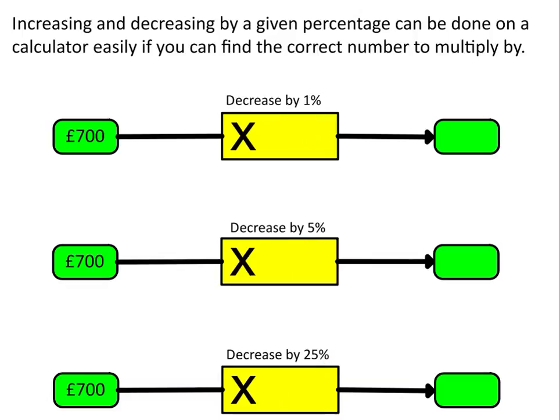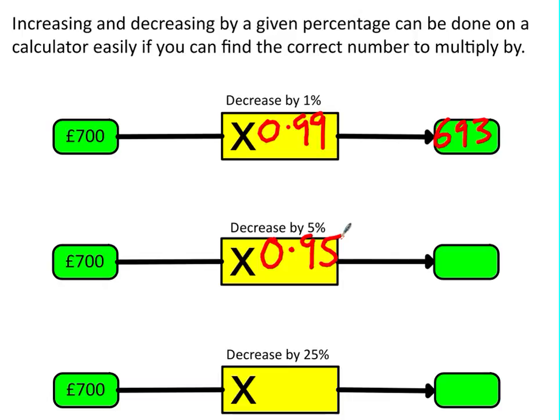Now, decreasing is a little different. If we're decreasing by 1%, then we're finding 99% of the original number, if the original number was worth 100%. So in this case, we're timesing by 0.99. If we're decreasing, we're always going to be multiplying by a number less than 1. So if we work out 700 times 0.99, we can see a decrease of 1% is 693.